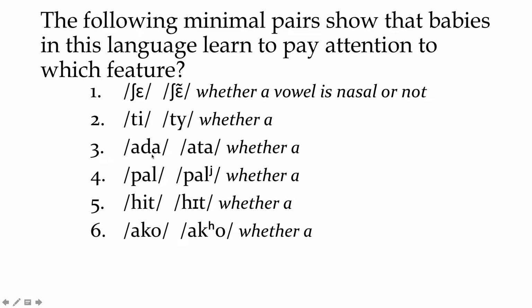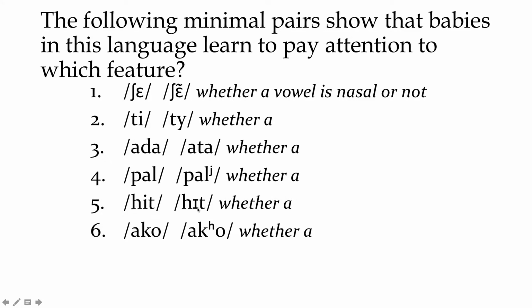In this case, the baby would have to grow up learning that this is d, this is t. If these are a minimal pair, they're two different meanings, then they would have to pay attention to whether a consonant is voiced or voiceless. If these are two different words, pal and pal, a baby would have to grow up paying attention to whether this final consonant is palatalized or non-palatalized.